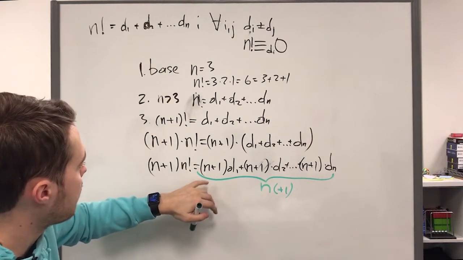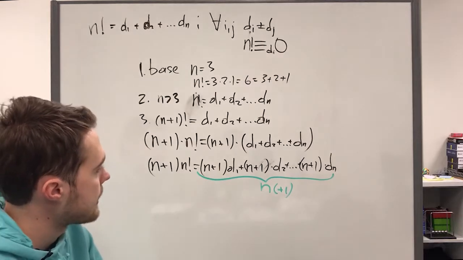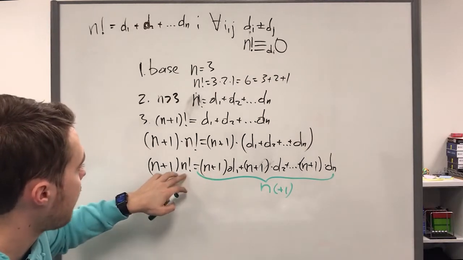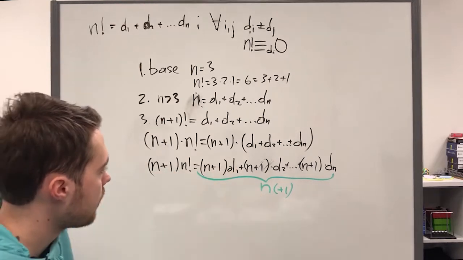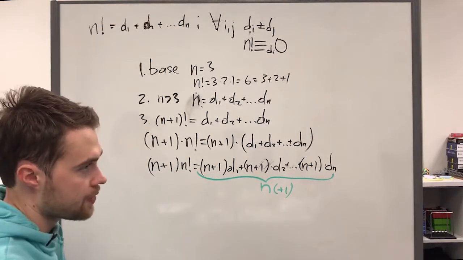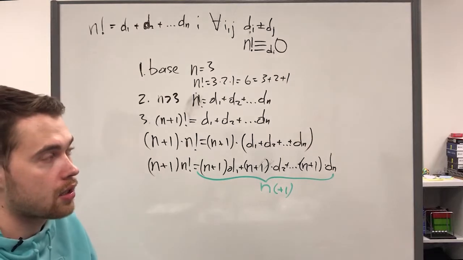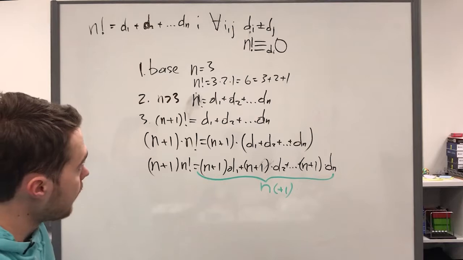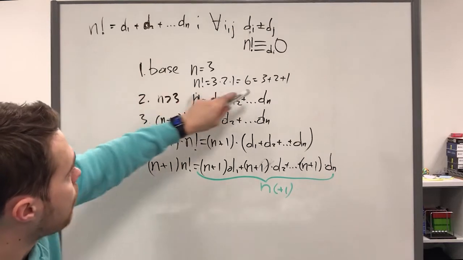We definitely know that n plus 1 is bigger than 1, right? So n plus 1 is bigger than n, and then multiply it by some kind of d. So each one of those divisors is going to be bigger than 1, right? And we also know that 1 is always a divisor.